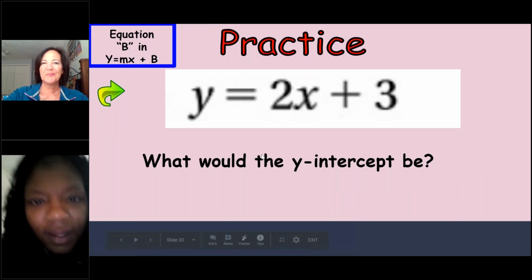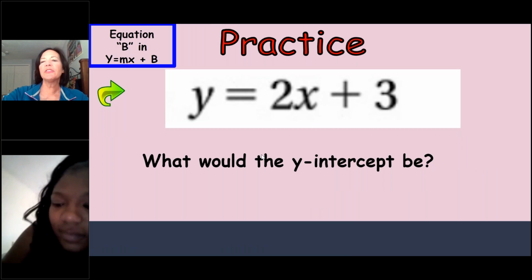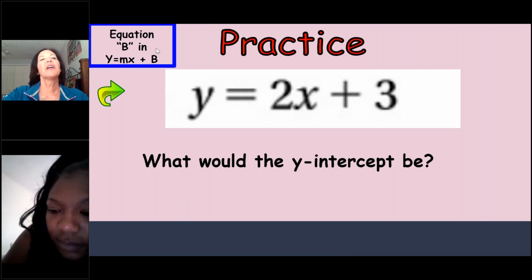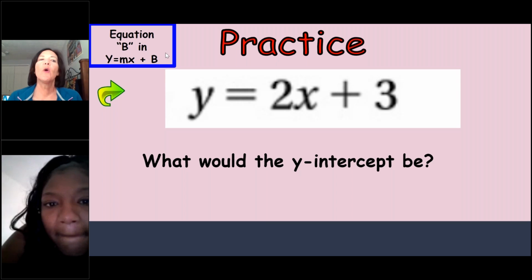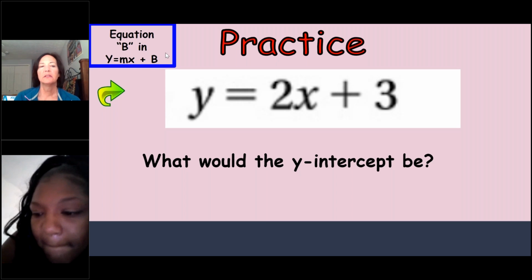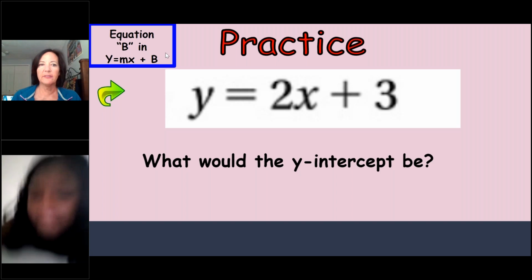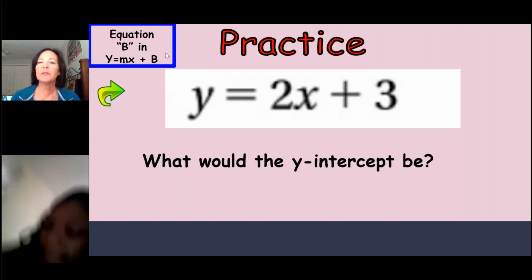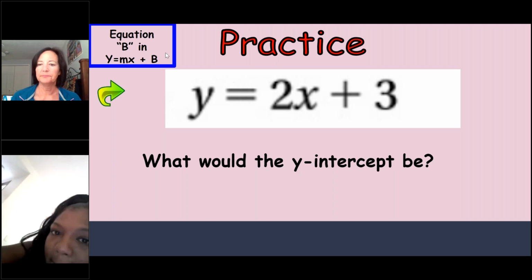Nice job. Thank you. Okay, so now we're working with the equation. And I've got the note page up here in the left corner. In the equation, the letter B is going to represent the spot where the y-intercept is. So this one is very basic, very straightforward. Y equals 2x plus 3. What's the y-intercept for this equation? 3.